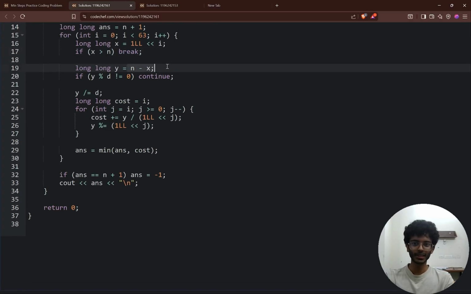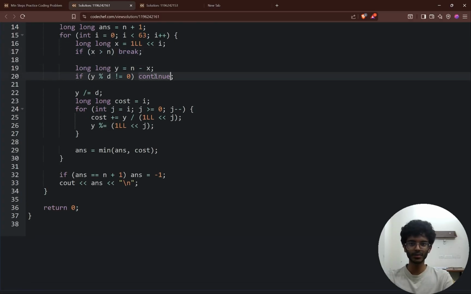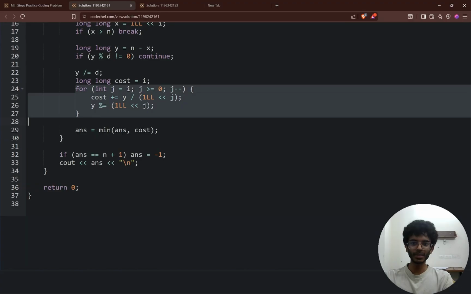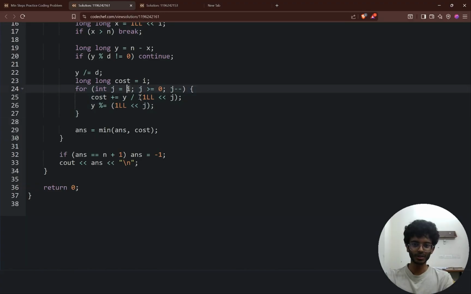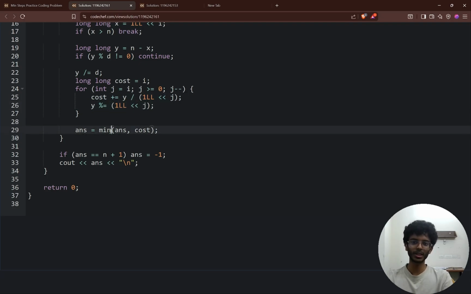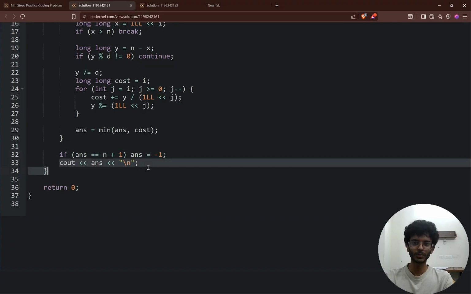Otherwise, y is n minus x. We check if y is divisible or not. If it is not, we continue. If it is divisible, we divide it by d. Our cost initially is equivalent to this i, which is nothing but the number of times we multiply by 2, that is k1. Now, we repetitively take the largest power of 2 if we can, and then just take the remainder. And in the end, our answer is nothing but min of answer comma cost. And if we could not find any answer, we print -1, otherwise we print our answer.